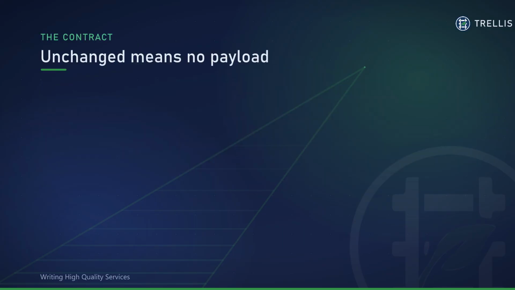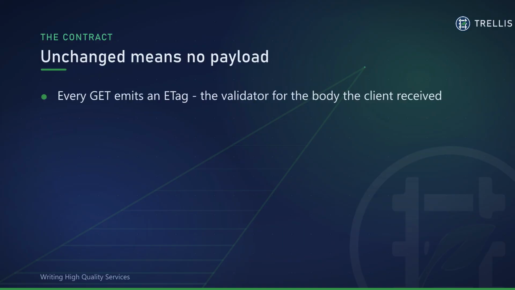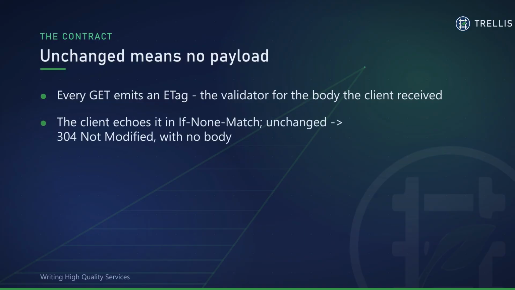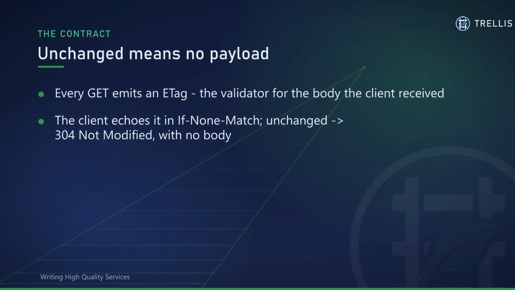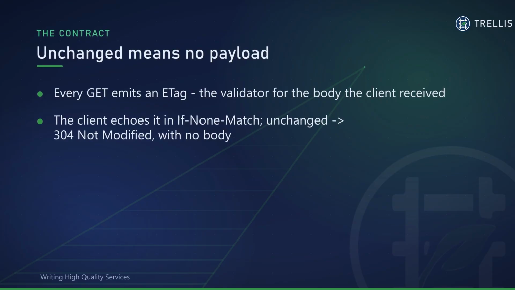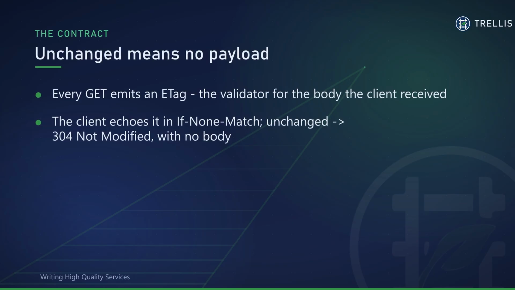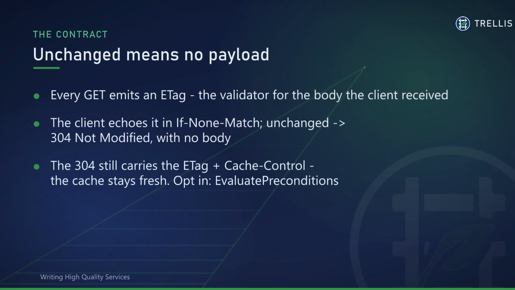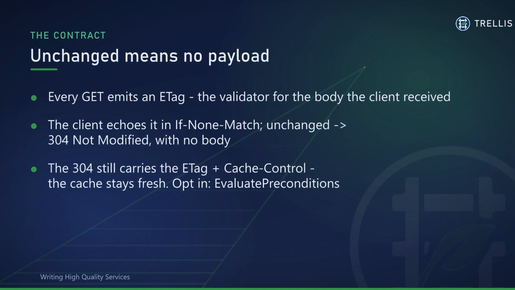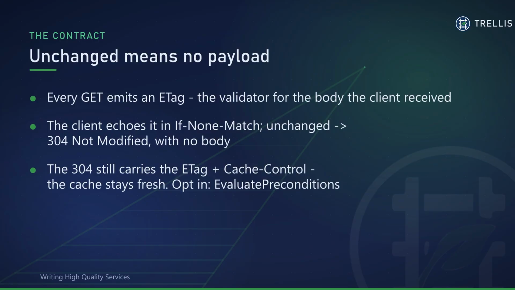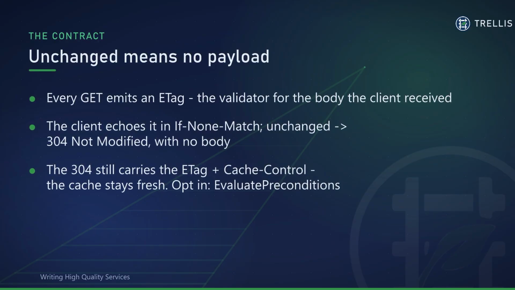So conditional GET makes 3 promises. 1. Every GET emits an ETag, a validator for the precise body the client received. 2. The client echoes that tag back in If-None-Match. And if the resource hasn't changed, the server answers 304 Not Modified with no body. The client reuses what it already has. 3. Even that 304 carries the ETag and the Cache-Control policy, so the client's cache stays fresh and knows when it can skip the round trip entirely.